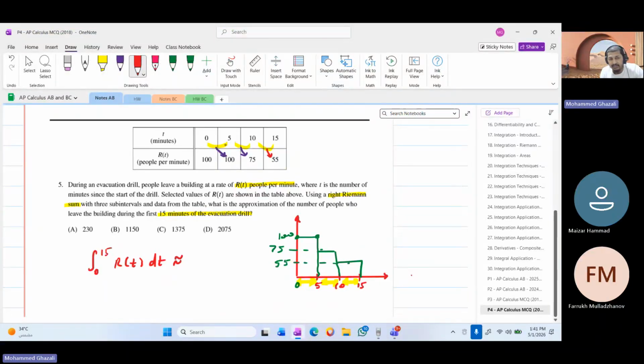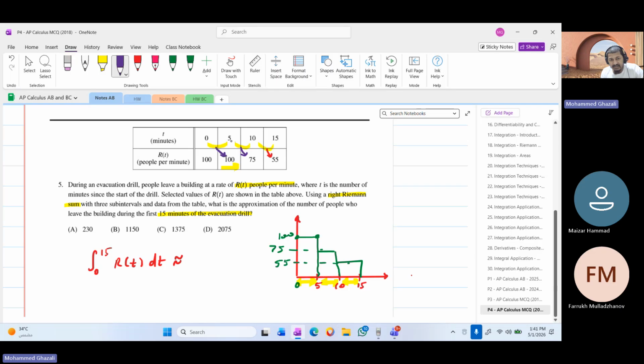Now, if you're doing left Riemann sum, you're going to take the equal width and multiply by 100 and leave the last value out, okay? This is because this is right, evaluate from the right, leave out the left value. If you're doing left Riemann sum, leave out the last value, start evaluating from the left. So this is easy. You're just finding the area.